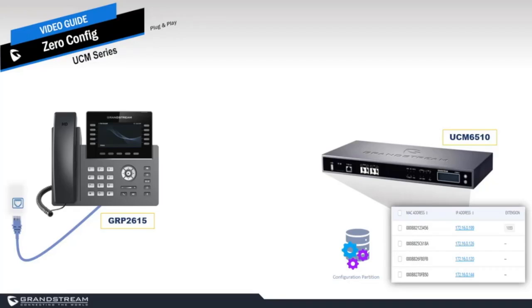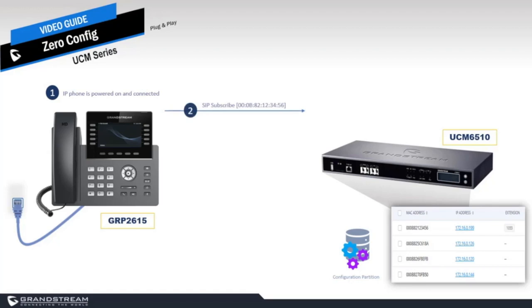So when you receive the Grandstream endpoint device and you unbox it, you connect it to the network where the UCM is located. By default, when you power up the IP phone and it gets assigned an IP address, the IP phone sends a SIP subscribe message to a specific multicast IP address. In that message, the phone includes its own information like the phone model, firmware version, the MAC address, and the IP address.